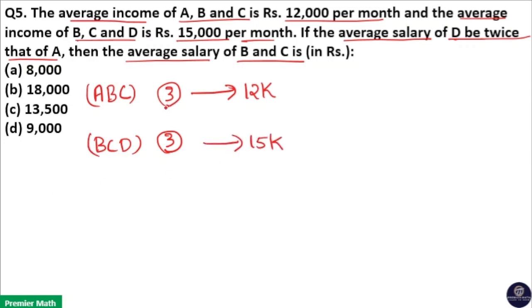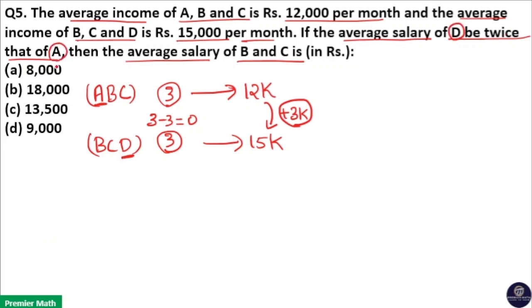Now, before and after, there are only 3 people. That means the left hand side difference in the total number of people is 3 minus 3, which is 0. But on the right hand side, there is an increment of plus 3,000 rupees, that is 3k, in the average income. That is, when D replaces A, there is an increment of 3,000 rupees in the average income. Here B and C are common. Here, the question clearly says that the average salary of D is twice that of A.